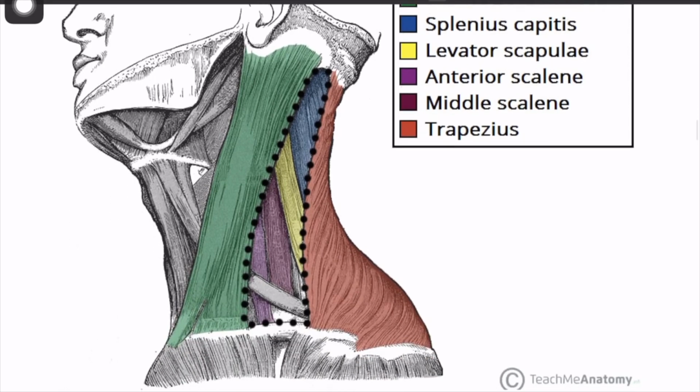Finally, the posterior triangle. This is a very nice diagram as well from Teach Me Anatomy. So you have here the boundaries: the posterior border of the sternocleidomastoid, and part of the clavicle, the middle third of the clavicle, and also the anterior border of the trapezius muscle posteriorly. It contains the inferior belly of omohyoid muscle, dividing it into two further triangles. So that's one, and that is two.